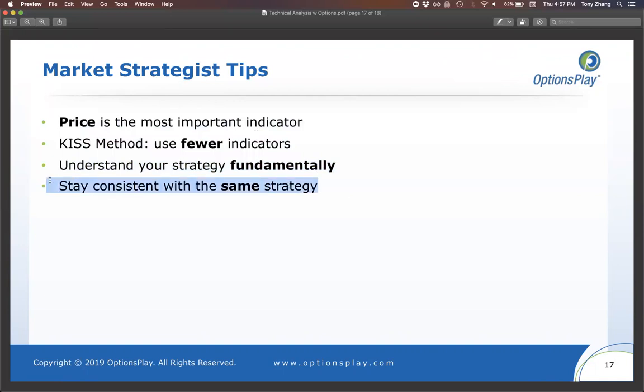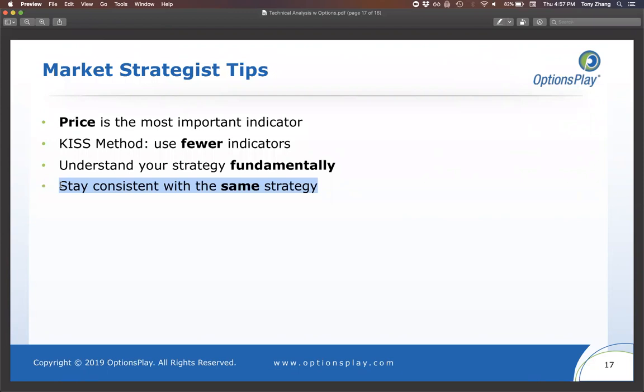So, and this is really the last part that's really important, is stay consistent with the same strategy. If you're going to trade with a trend, do that day in and day out. Don't use this strategy today and another strategy the next day, because you're going to find inconsistent results. And the only way that you're going to be able to stay consistent with the strategy is if you understand it.